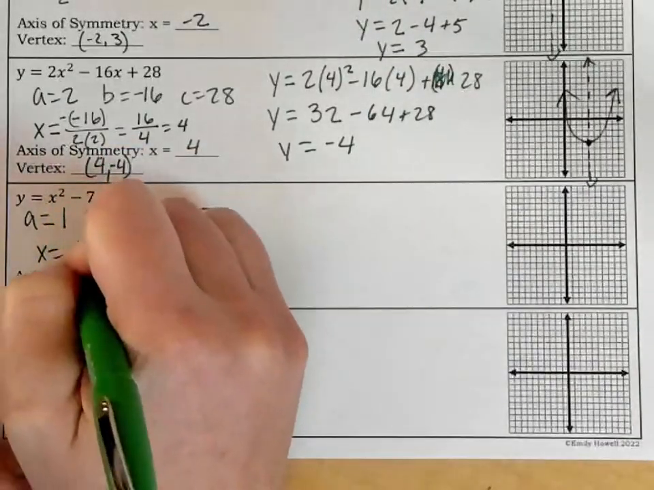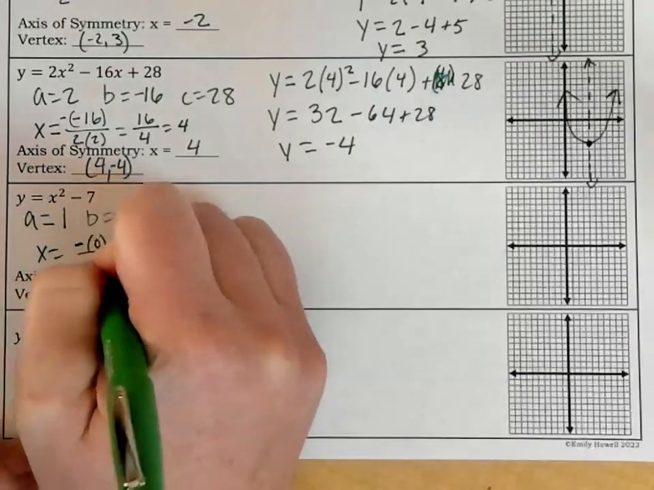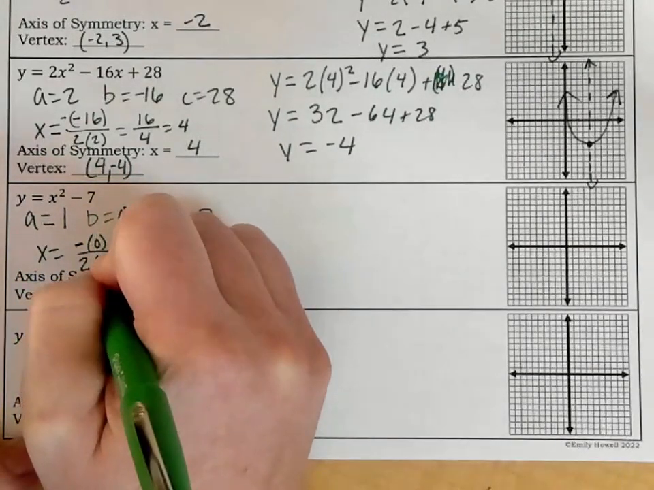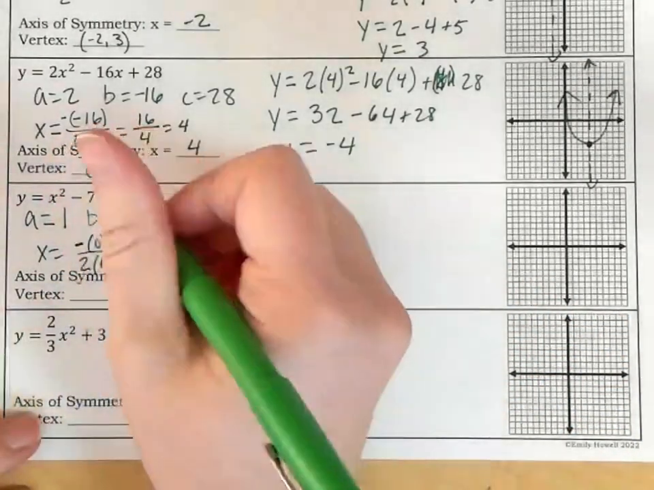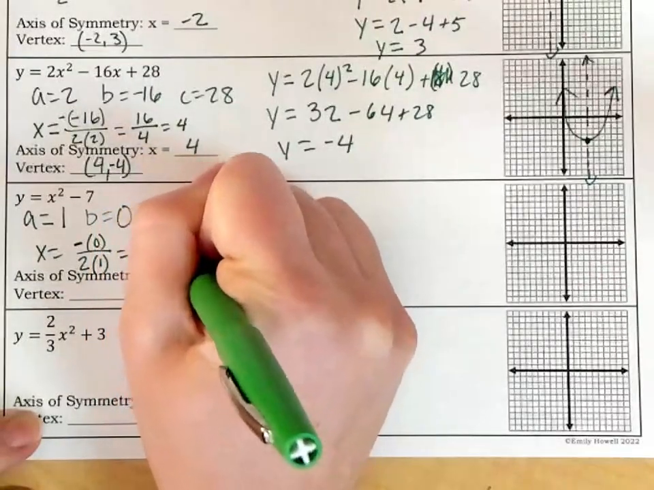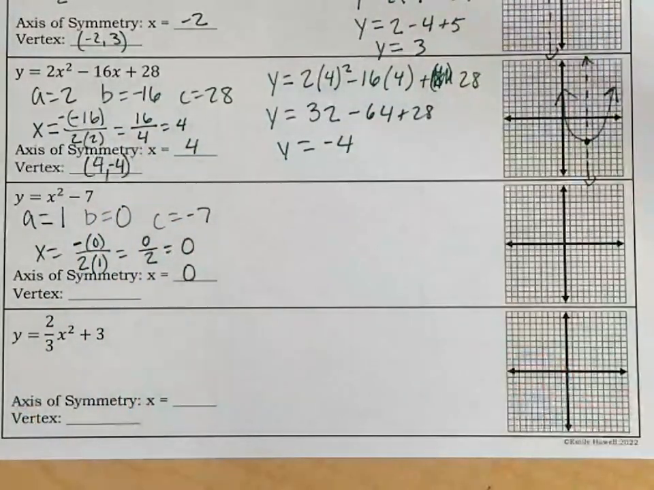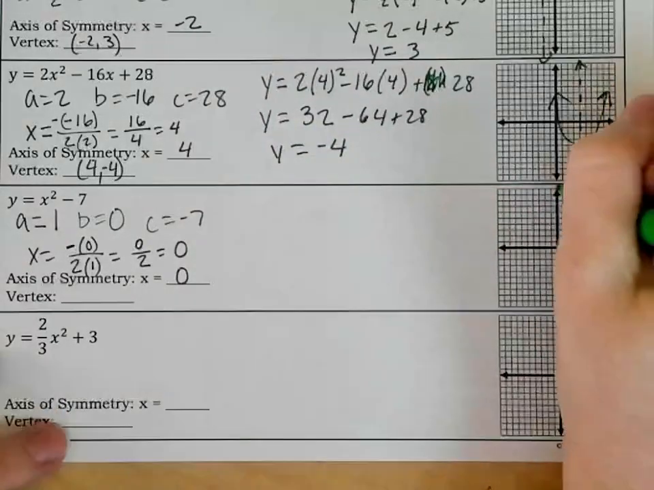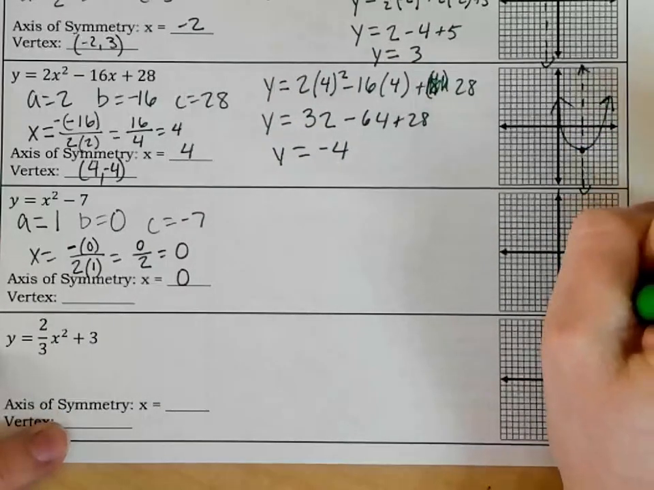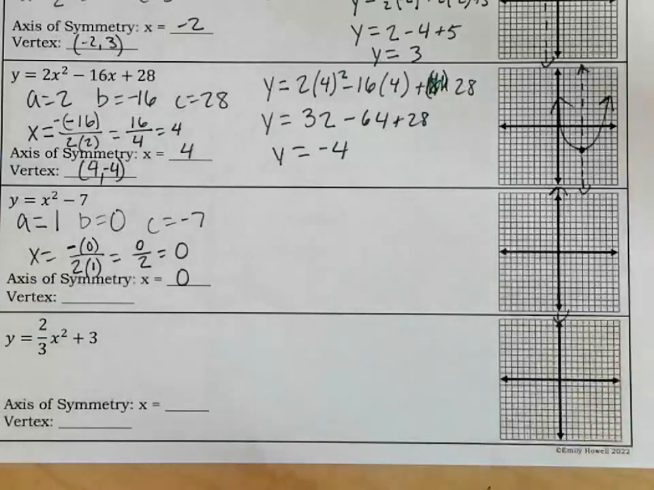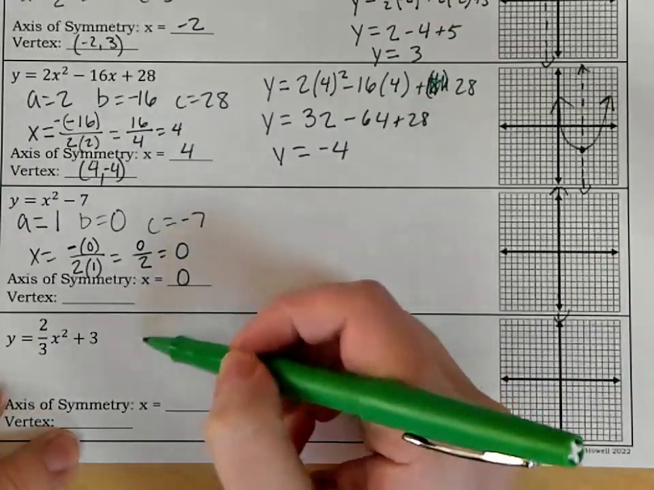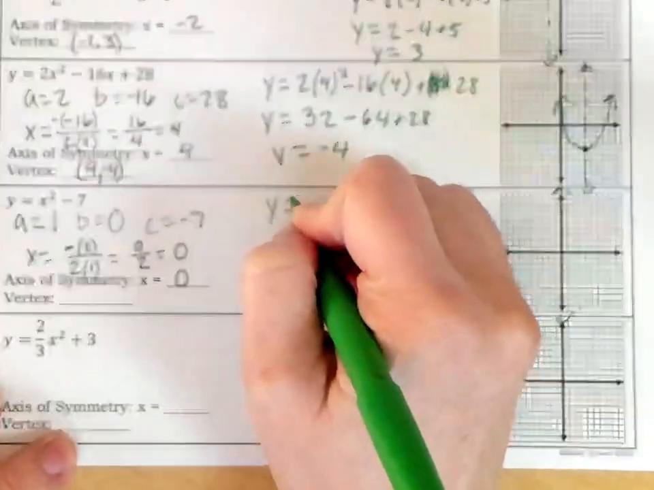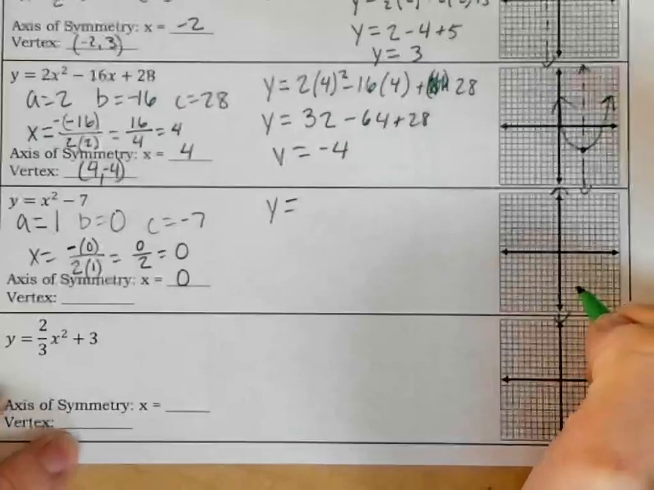So x is equal to negative b, which in this case is 0, divided by 2 times a, which is 1. And of course, 0 isn't really positive or negative, so it's going to be 0 divided by 2, which is 0. So our axis of symmetry is 0. It's going to be on the y-axis. It's going to run that same line. So you can't really see my axis of symmetry there, but it is going to be right there on the y-axis.